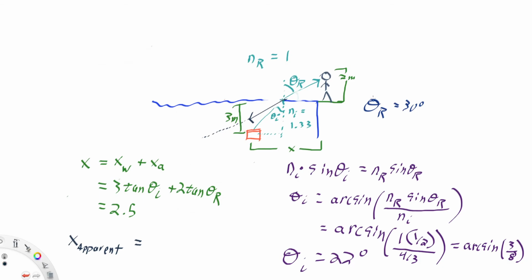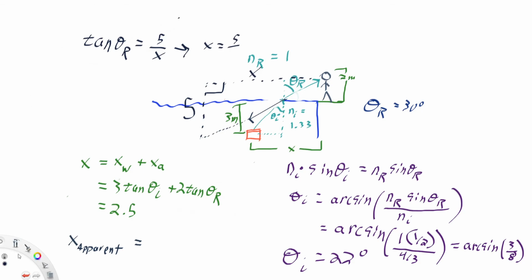Anyway, you would overestimate the distance if you were just looking at what you thought was directly at the treasure, because then your total depth would be 5, 2 plus 3. So we would get tangent theta r is equal to 5 over x. So x is actually equal to 5 over tangent theta r.